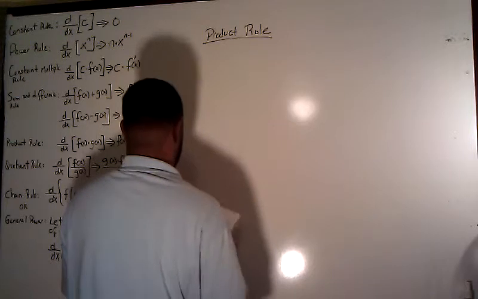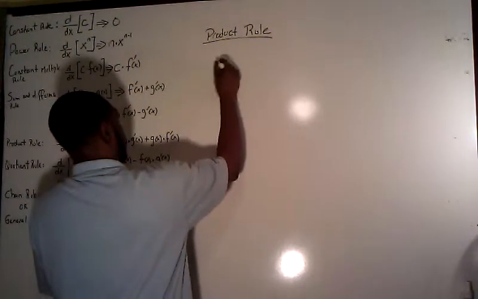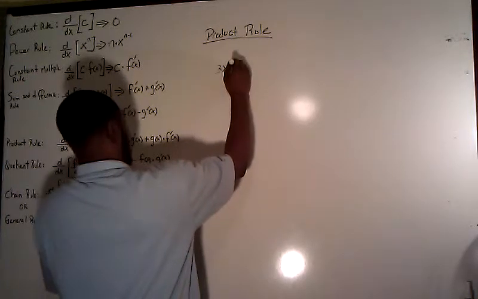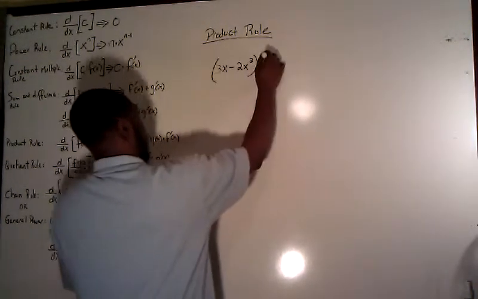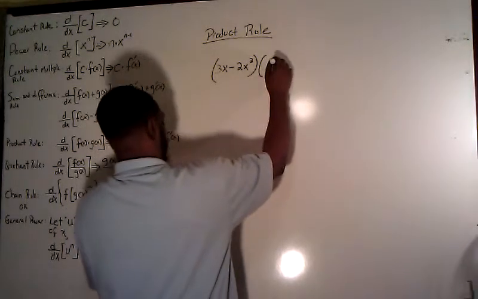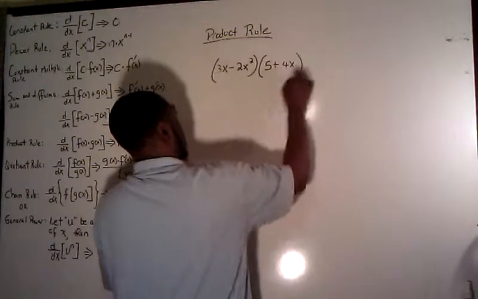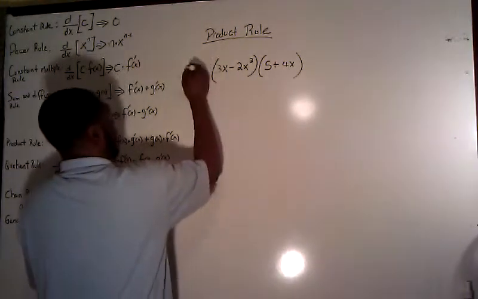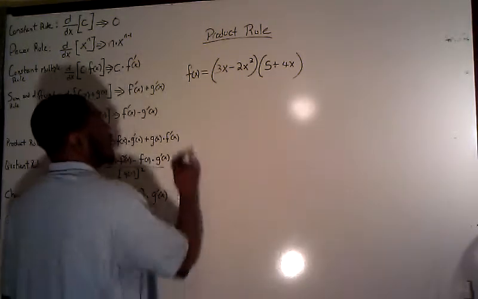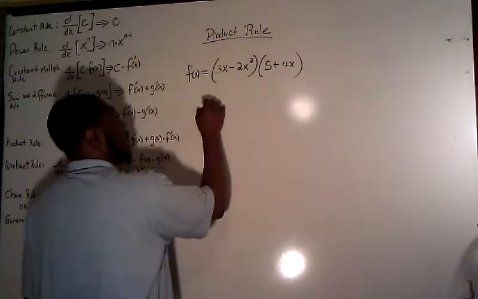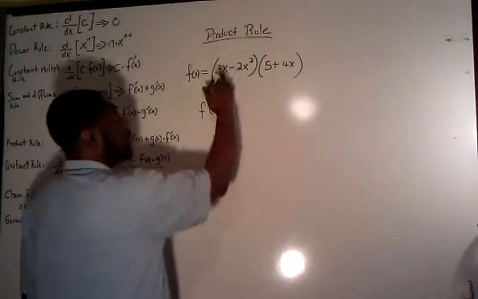Okay, let's say, for instance, we have 3x minus 2x squared times 5 plus 4x. And again, this is, let's say, f of x. We want to find f prime of x, the derivative. So f prime of x, always write out your rule. f prime of x is what? Derivative. Well, this is the product.